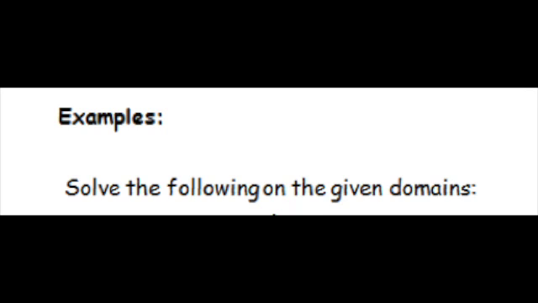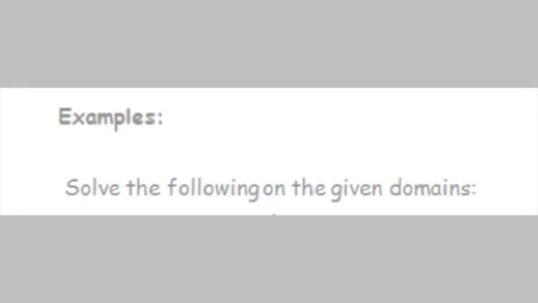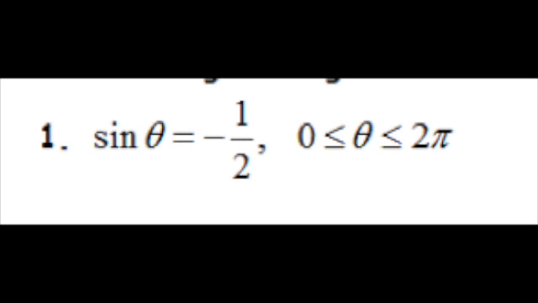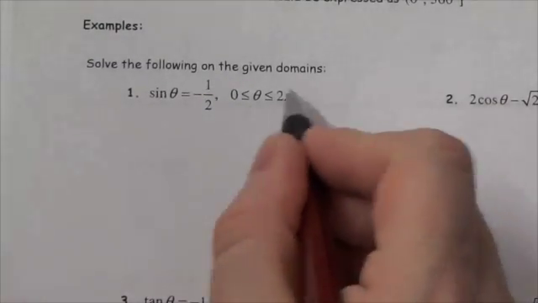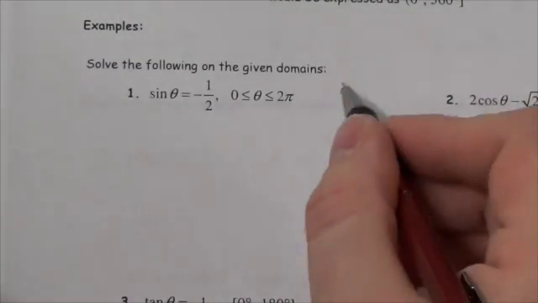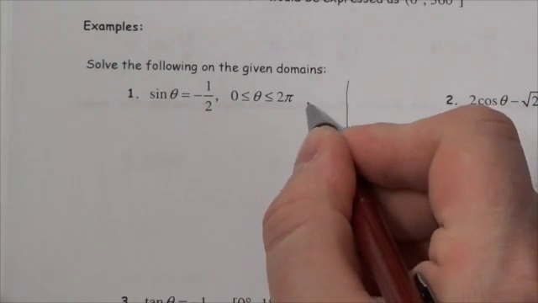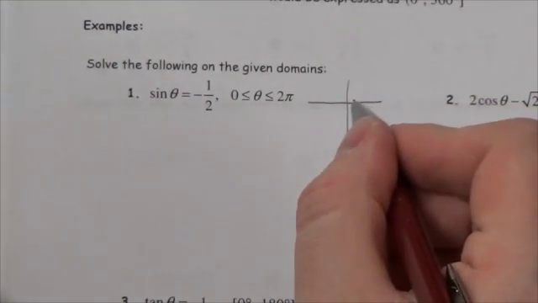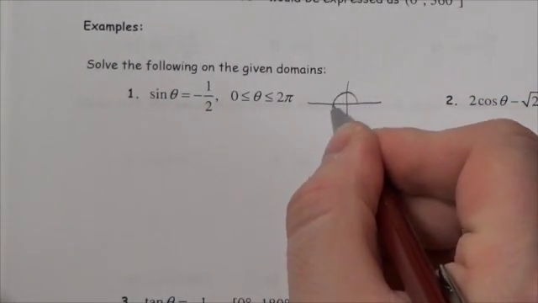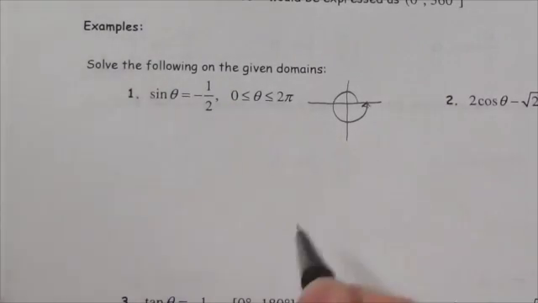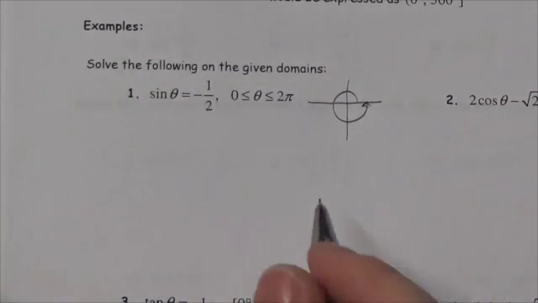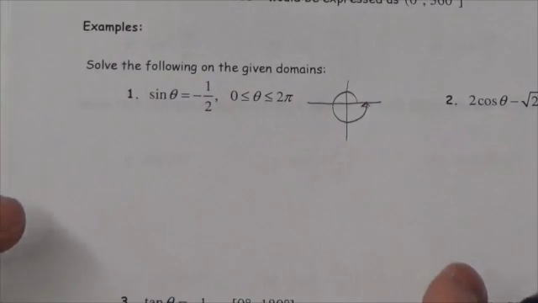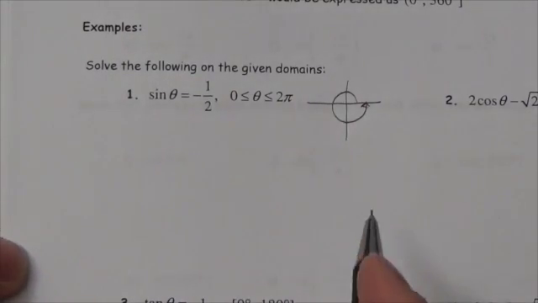Solve the following on the given domains. Sine of theta is equal to negative 1 over 2, where theta is between 0 and 2 pi. The first thing I'm going to do is take a look at my domain and identify what it means. 0 to 2 pi means I'm starting on the positive x-axis and rotating around a positive full rotation. So there's nothing weird about that particular domain. It's something you're already fairly familiar with.